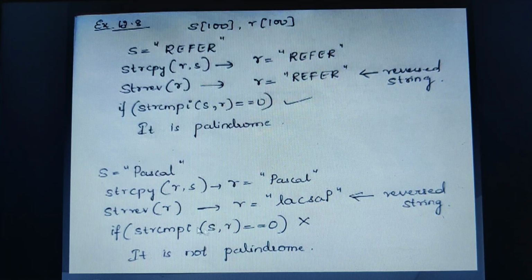Therefore, the true part here, the condition, doesn't satisfy. The true part of this condition is actually it's a palindrome, else it's not a palindrome. Since both the strings are not equal, therefore it's printing that it is not a palindrome. I hope you are able to understand how this palindrome works. Let me execute the program and show you.